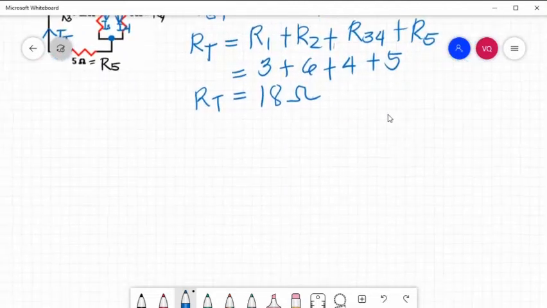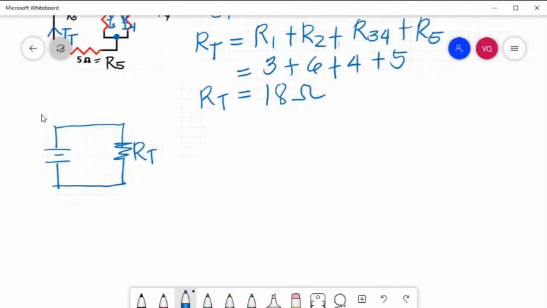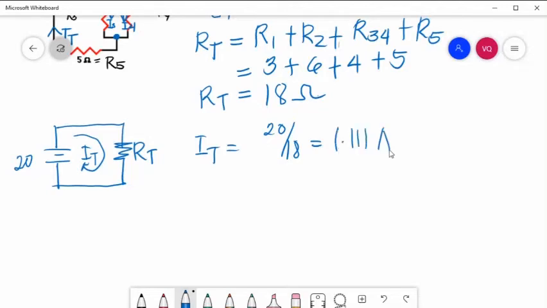And then, your equivalent resistance or equivalent circuit will look like this. So, this is now your total resistance, and the voltage source is 20 volts. So, total current is equal to 20 divided by 18. So, that is equal to 1.111 amperes.